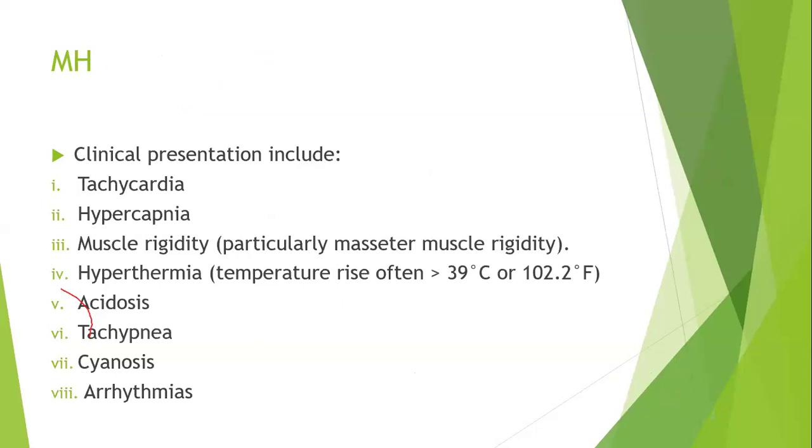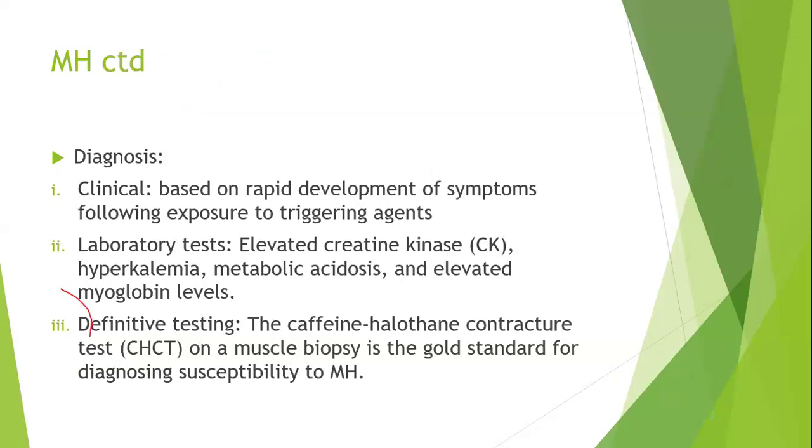But most of the time, this fever is as high as 39 degrees Celsius. It's associated with muscle rigidity, and the hallmark is that all these symptoms develop almost immediately after exposure to your triggering agents, whether your anesthetic agent or your relaxant. If you do laboratory tests, you'll see elevated CK, hyperkalemia, and the presence of metabolic acidosis. The definitive test, obviously, is the caffeine halothane contraction test on your muscle biopsy.